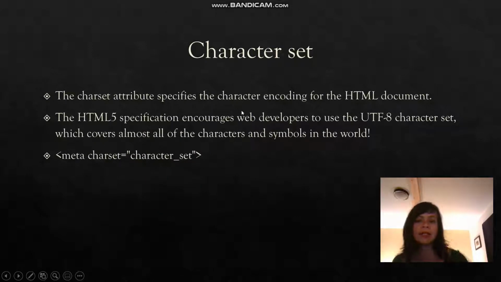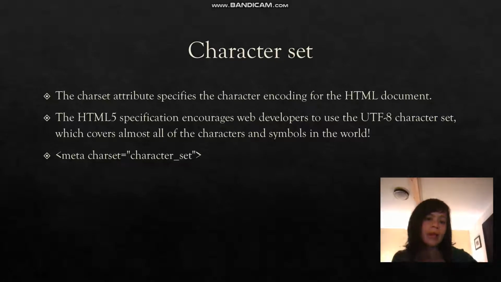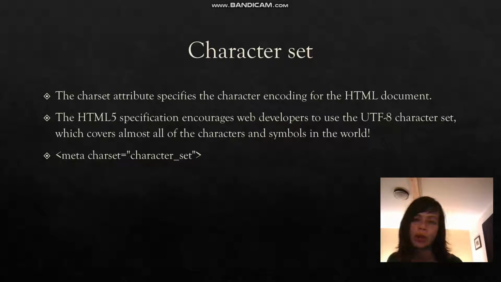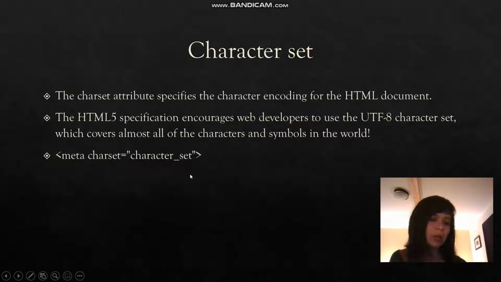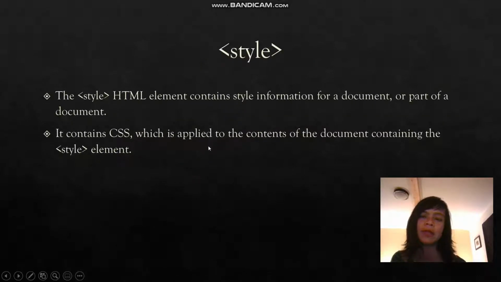All right, so the next thing I wanted to talk about is the character set. I mentioned that the character set goes inside of the meta tag, so that's what the meta tag is used for now. So what is a character set? What is the charset? It's the attribute that specifies the character encoding for the HTML document. The HTML5 specification encourages web developers to use the UTF-8 character set, which covers almost all of the characters and symbols in the world. So meta charset would show the character set.